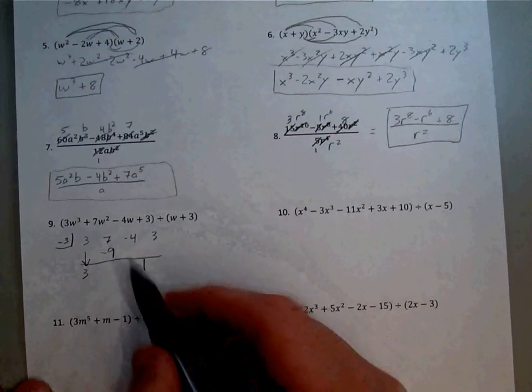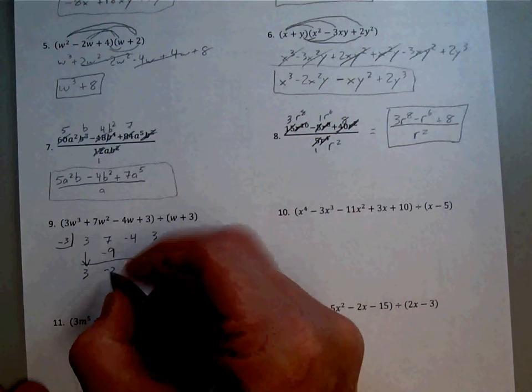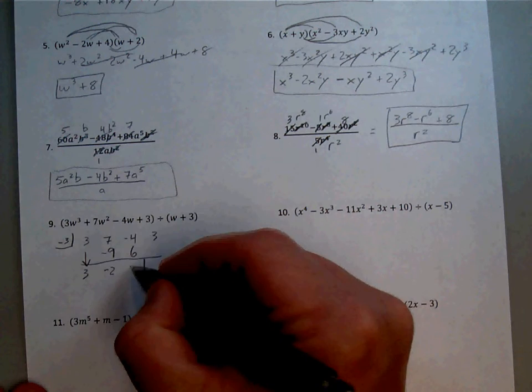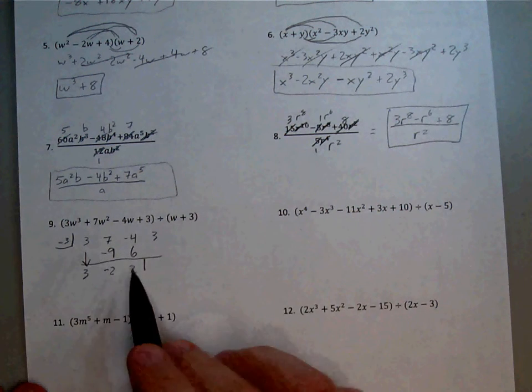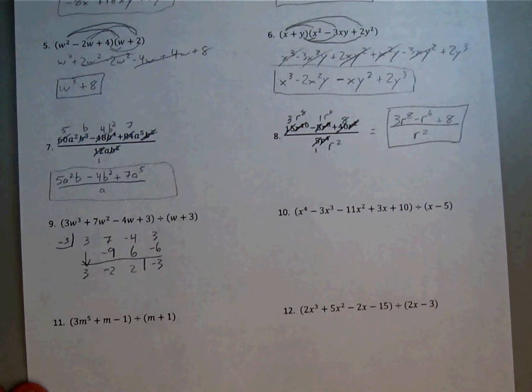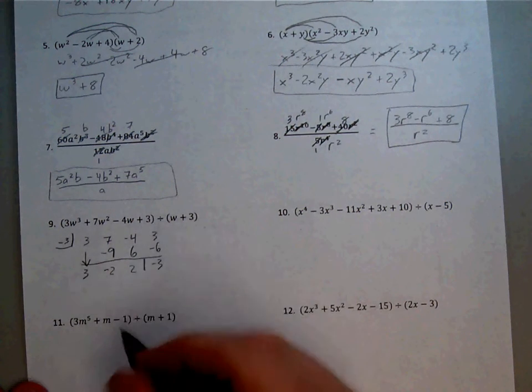get -9. Add that to the 7, I get -2, multiply it by the number in the box, I get +6. Add those together, I get 2, multiply it by the number in the box, 2 times -3 is -6. Add those together, I get -3. Those are my coefficients in my answer. Let's go ahead and write the answer now.